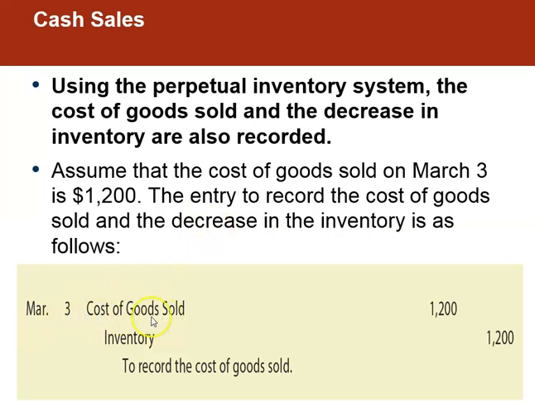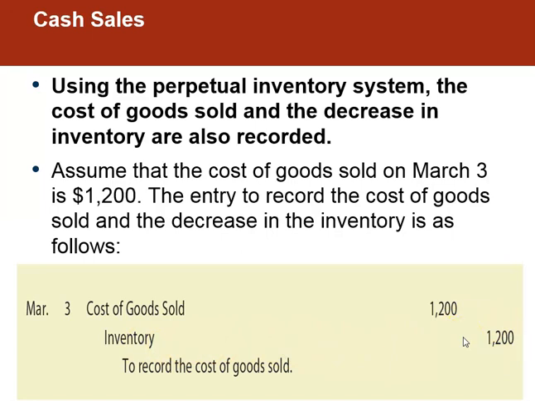Cost of goods sold is an expense account, okay? It doesn't have the word expense on there, but cost of goods sold is most definitely an expense account, therefore it is debited for $1,200. Inventory, which is an asset, has gone down because we sold it. Therefore, it is credited for $1,200.